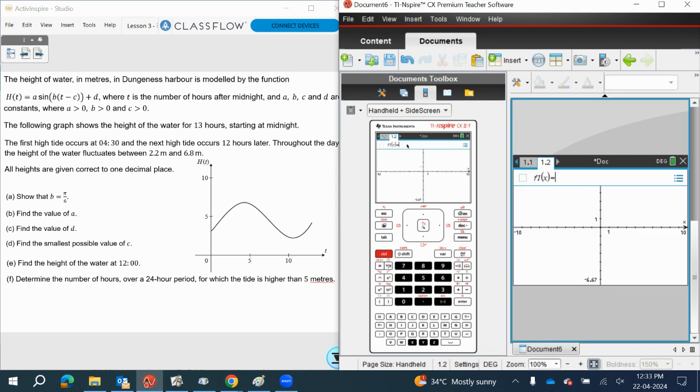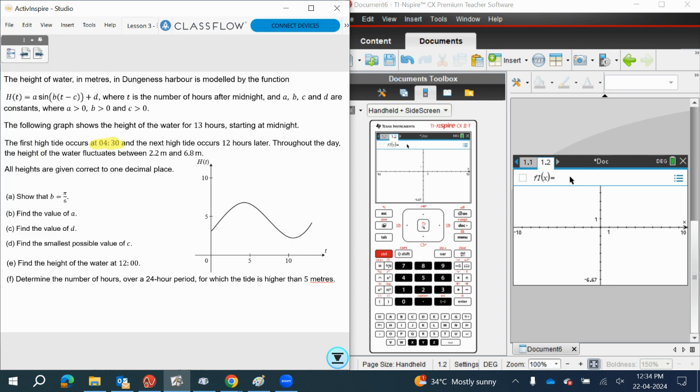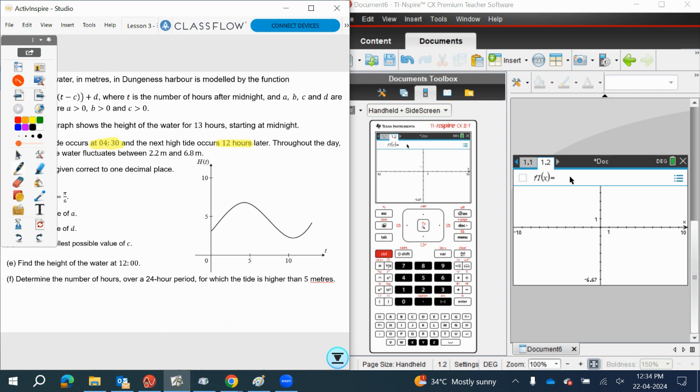We're given this problem that the tide height can be measured in the harbour using the trigonometric function shown here. The following graph shows the height of the water for 13 hours, starting after midnight. The first high tide occurs at 4:30. The next high tide occurs 12 hours later. Throughout the day, the height of the water has a minimum and a maximum. So let's put this information onto the graph.